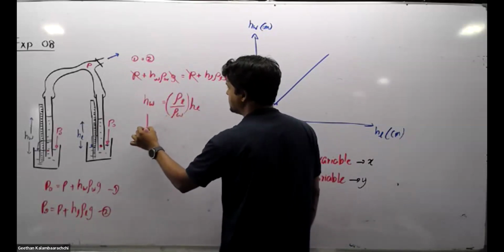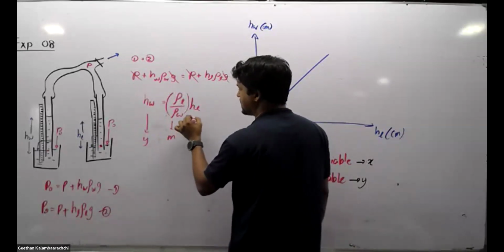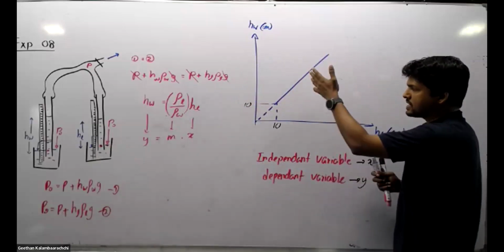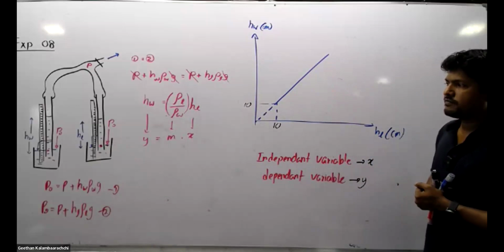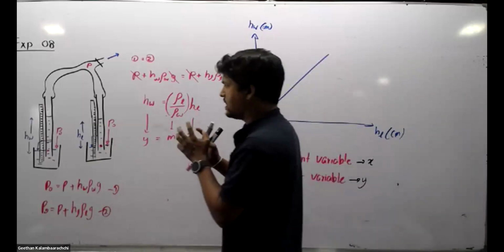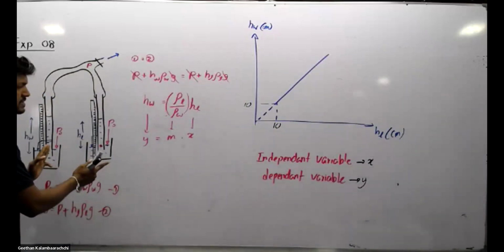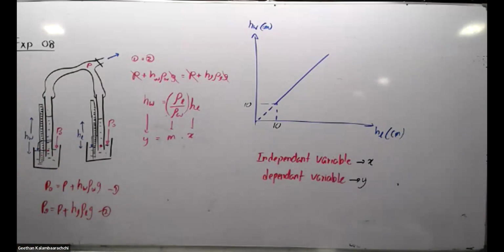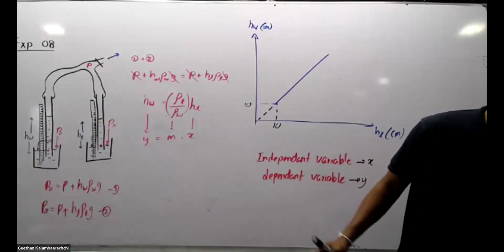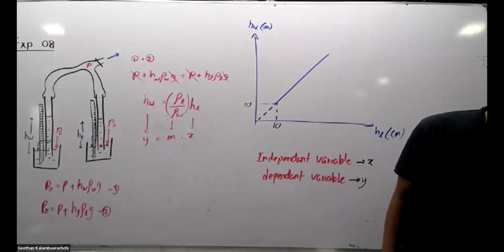Now what have you got here? An equation similar to y equals mx. So you can draw a graph and from the gradient you get the same thing. The only difference in this setup is that we are equating the atmospheric pressures, not like in the previous one, and also you can use miscible liquids in this setup. That's an advantage. Now let's write the critical points.